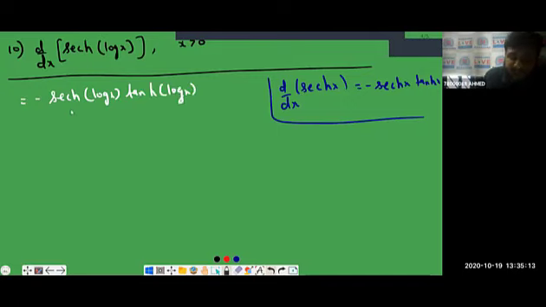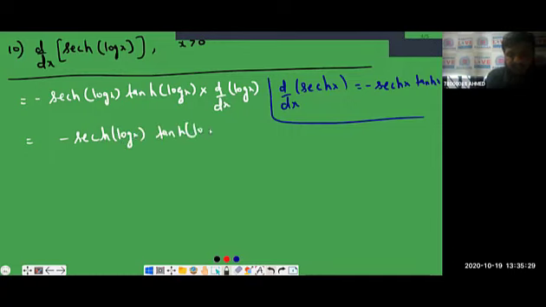d by dx of secant x is secant x tan x. So secant h of log x into tan h of log x into d by dx of log x. So this is equal to minus secant h of log x into tan h of log x. What is d by dx of log x? 1 by x. So divide by x. That's all. Very simple.